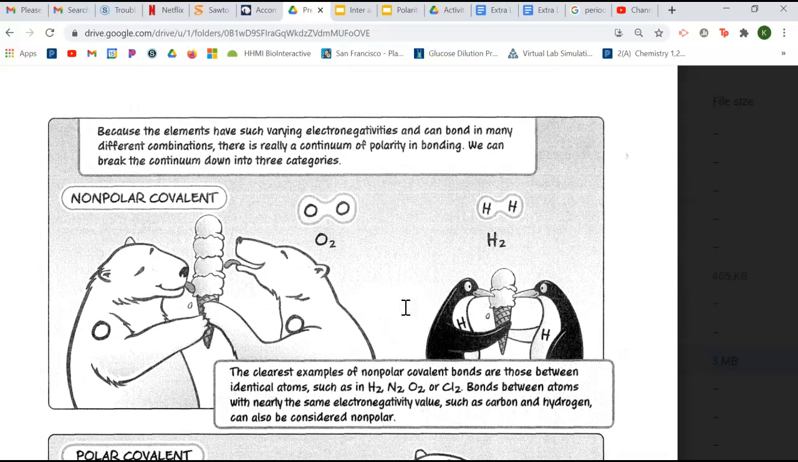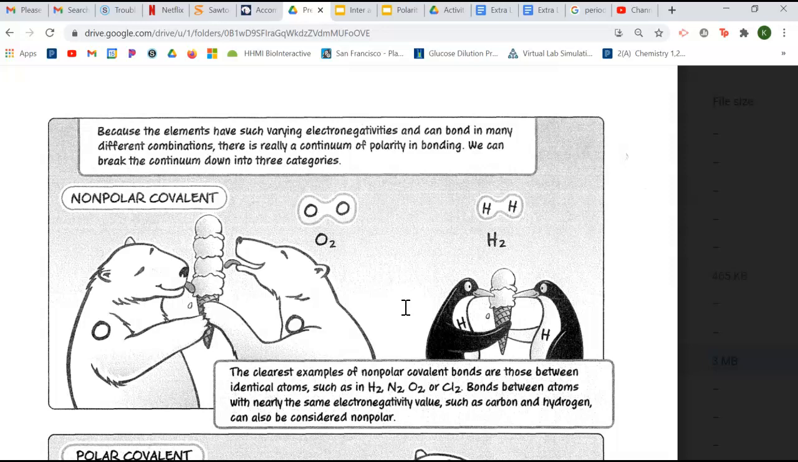Because elements have such varying electronegativities and can bond in many different combinations, and we've seen that when we've done our dot diagrams or our molecular structure, there's really a continuum of polarity in bonding. We can break the continuum down into 3 categories. So we have the nonpolar covalent bonds. That's when you have two of the same element bonding together.